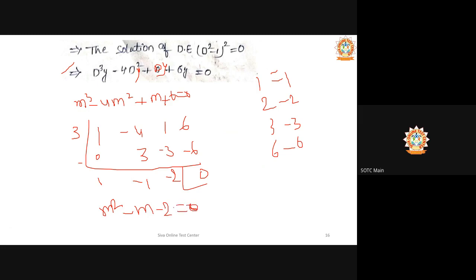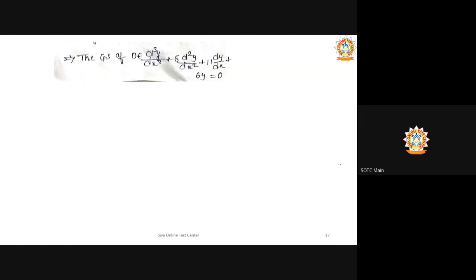So from this you will get the other 2 roots. So tell me what the other 2 roots are. 2, minus 1, sir. 2 comma minus 1. Yes, very good. 2 comma minus 1 is the correct answer. So m is equal to 3, 2, minus 1. So 3 are different. So y is equal to c1 e power minus x plus c2 e power 2x plus c3 e power 3x. This is your answer. Now try to see the next one.